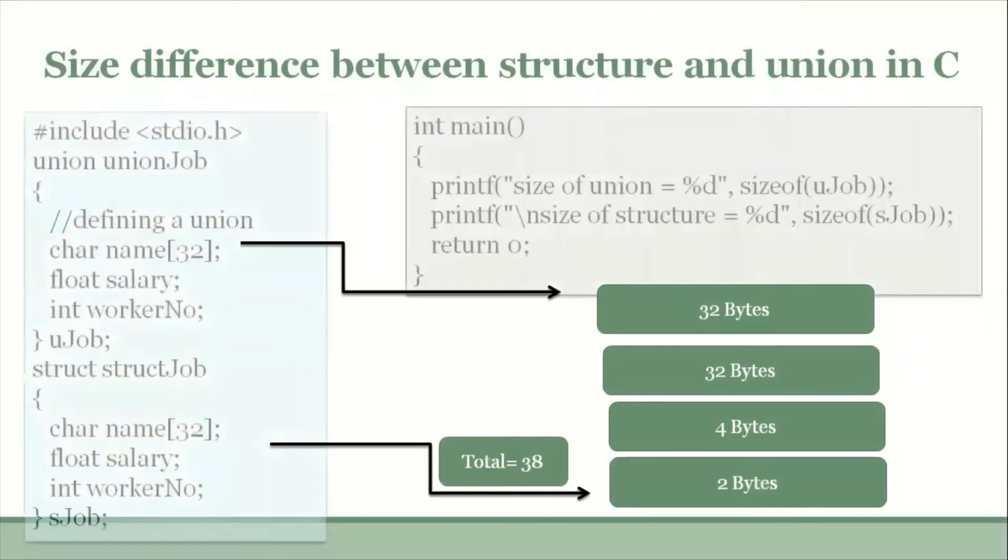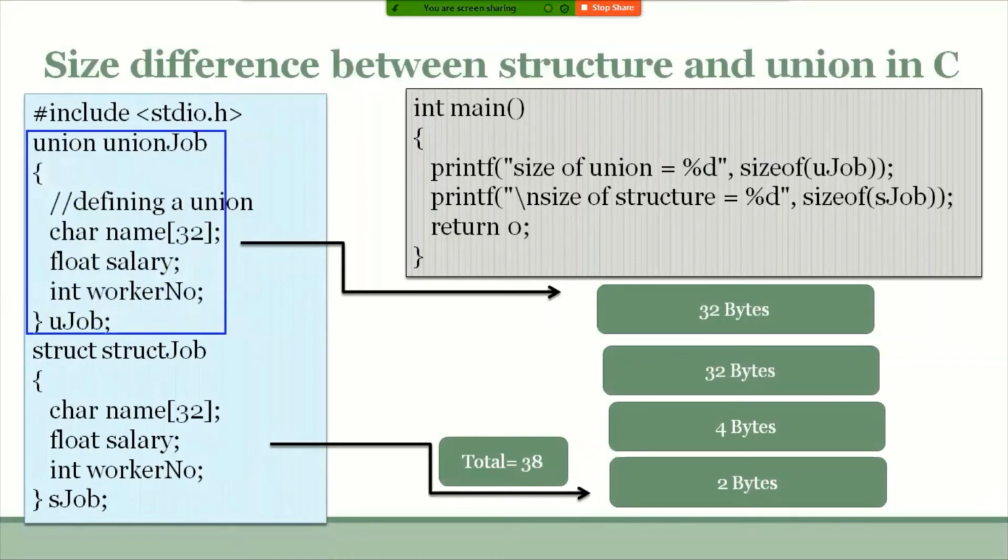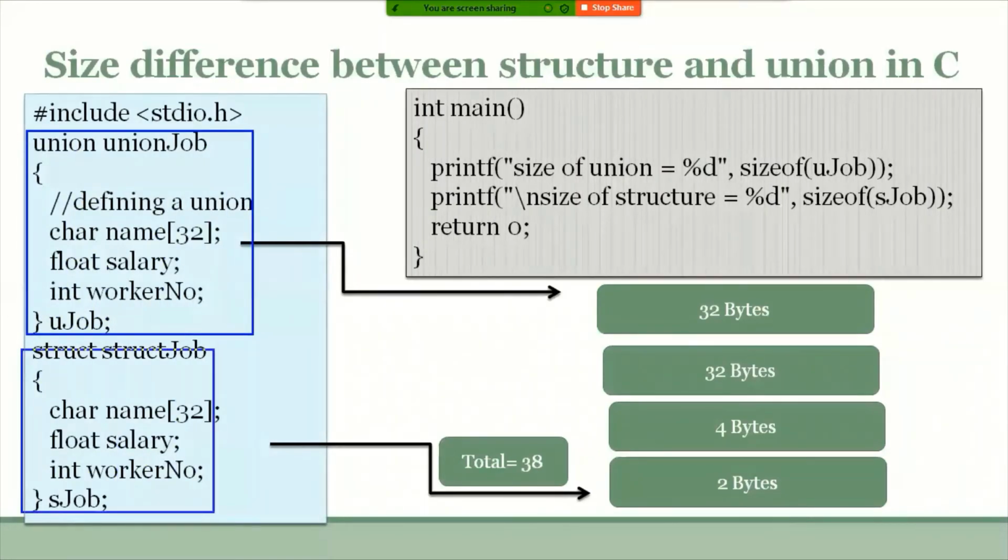Then coming to the size difference between structures and unions. Of the differences discussed so far, the main difference is size, which we'll discuss now. Here a union and a structure are declared, union job and structure job. In the case of union, the largest member, that is name, will occupy the memory, 32 bytes.